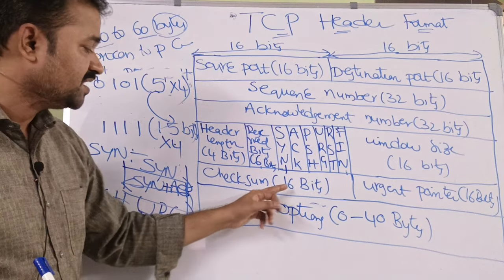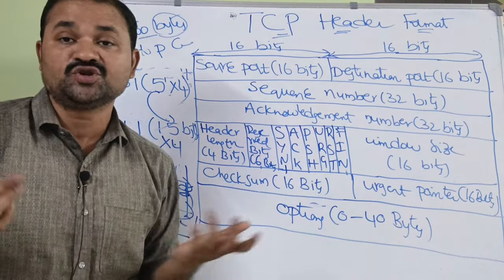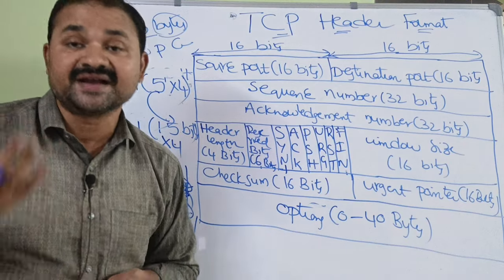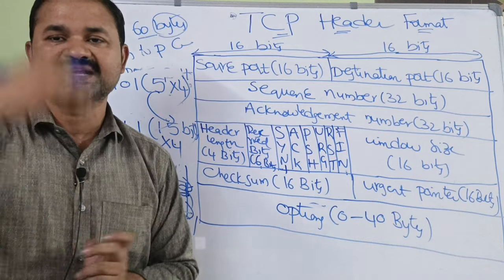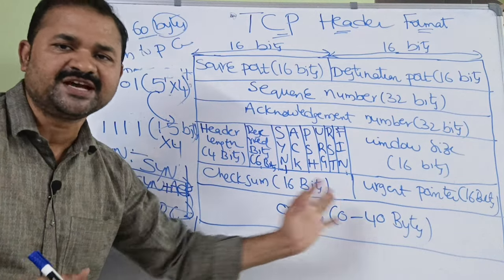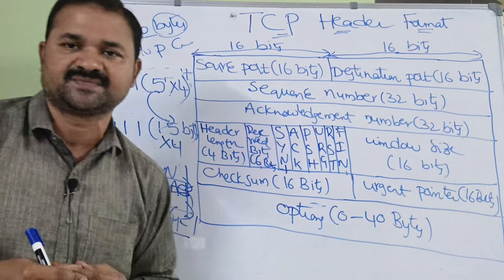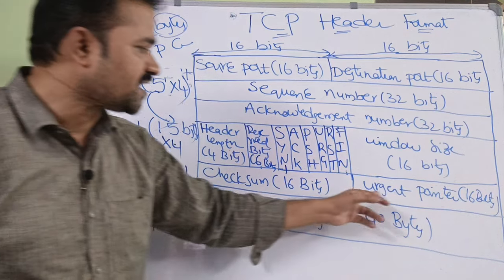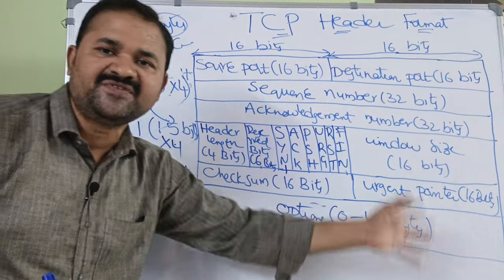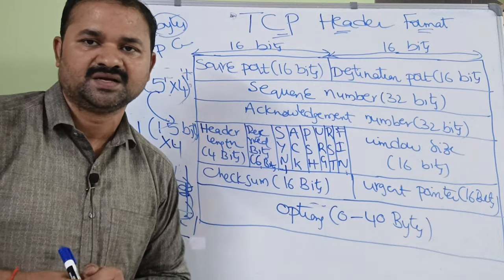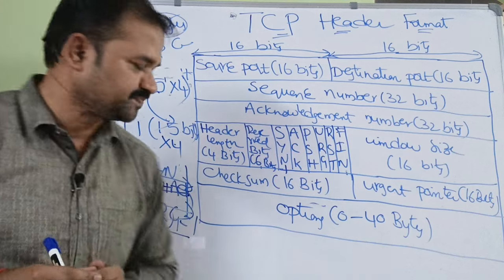Next is the checksum, which is of size 16 bits. We know that the checksum is useful for error control. For error detection, the checksum is used. So just like the data link layer, here also we can use the checksum for error detection, for error control. Next, we have already seen the urgent pointer. It contains the byte information of the urgent data, that urgent data byte address.